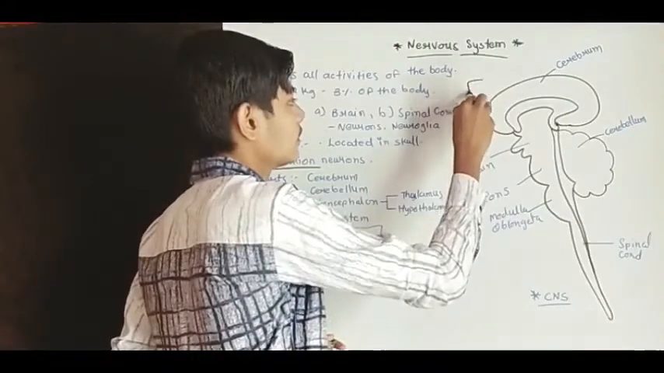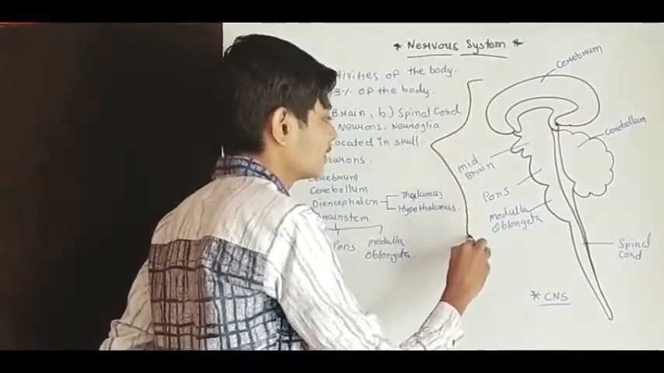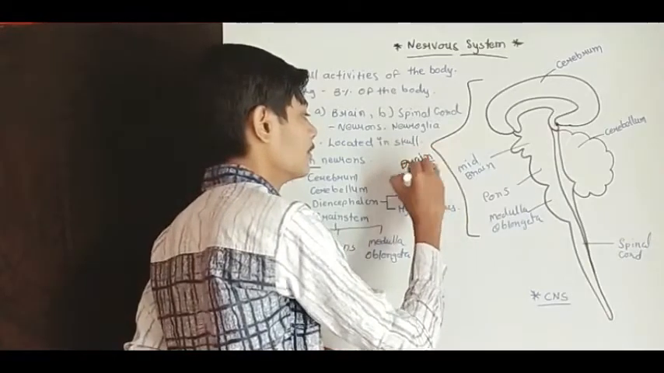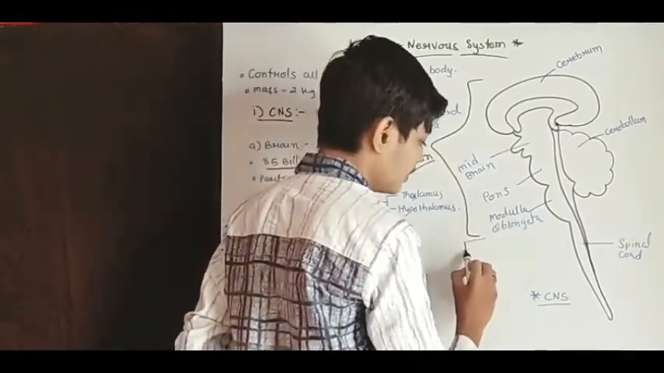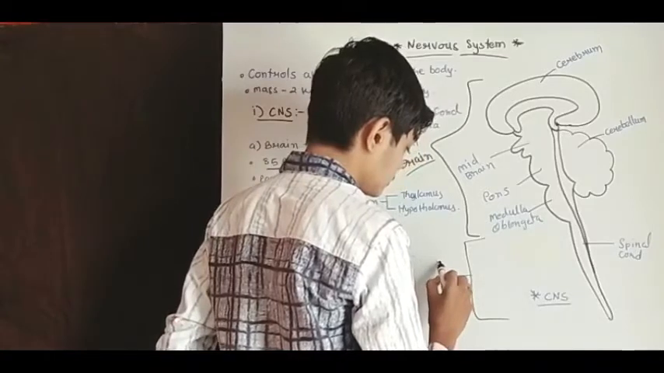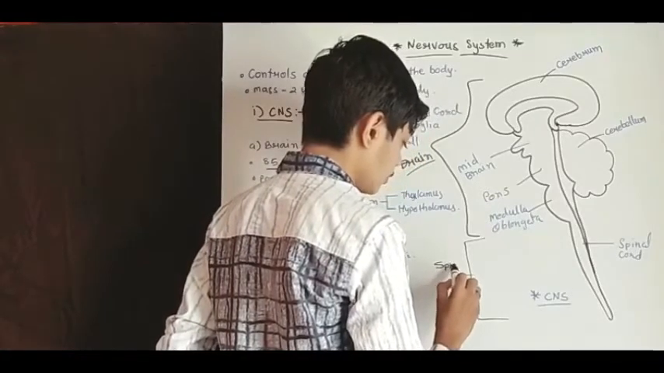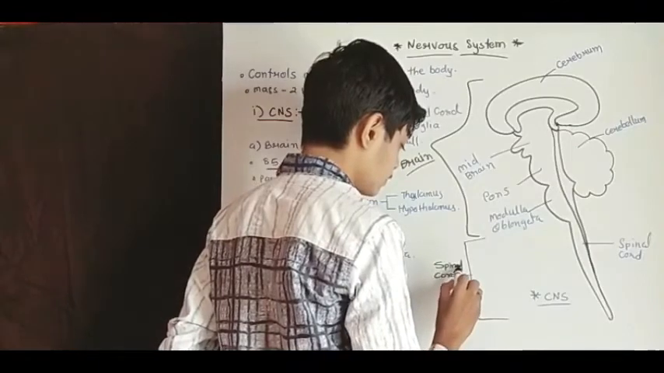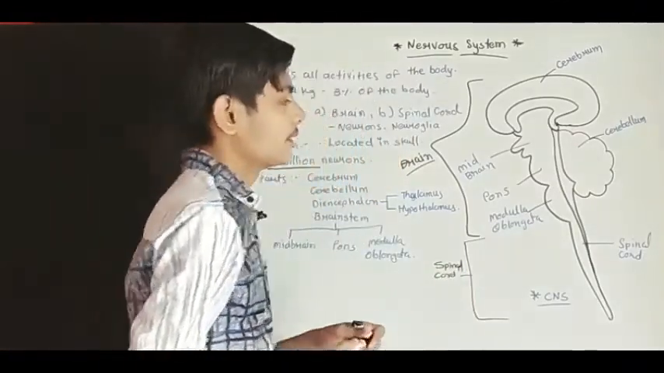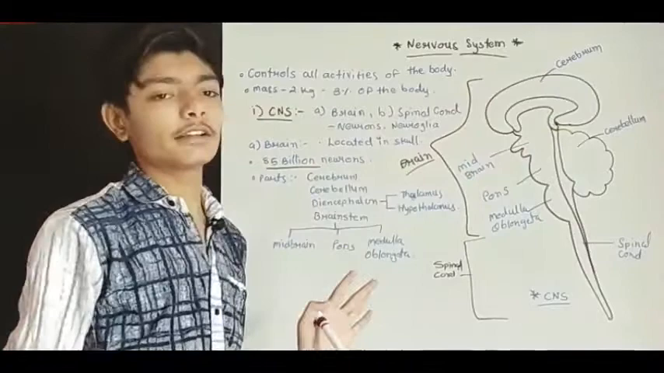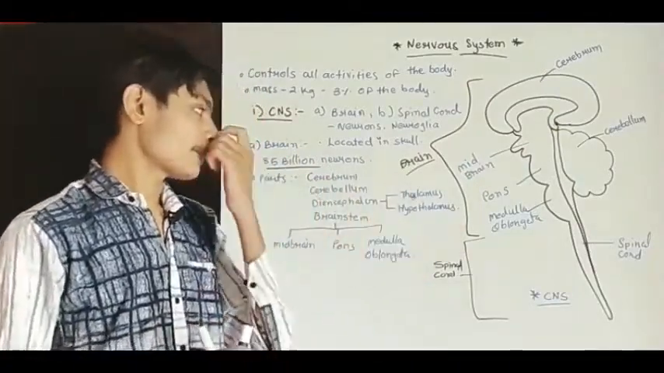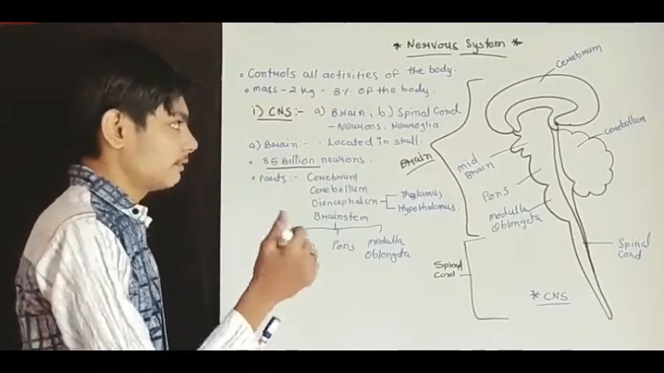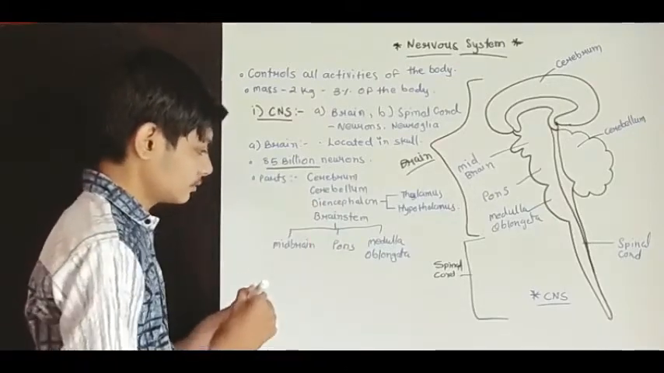Here, this much part is our brain, and the remaining part is our spinal cord. The brain and the spinal cord together make the whole of the central nervous system. So you've seen the brain. Let's move to the spinal cord.